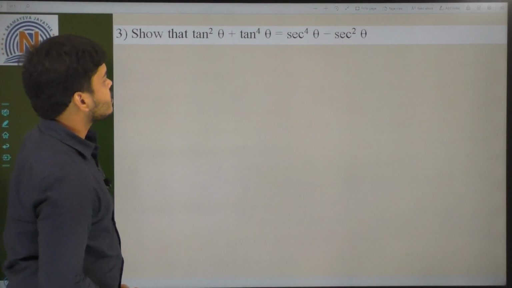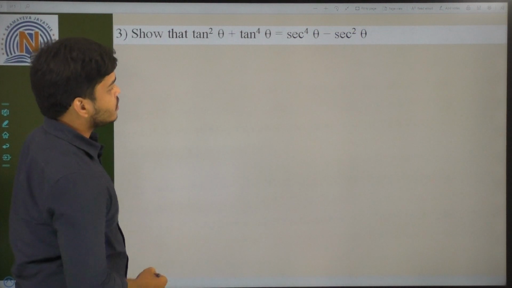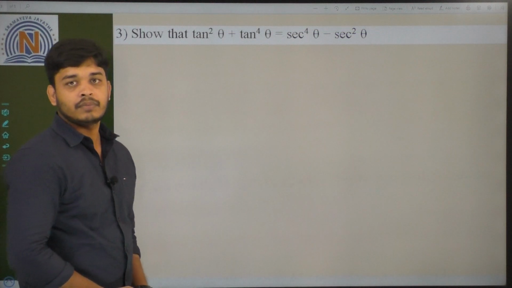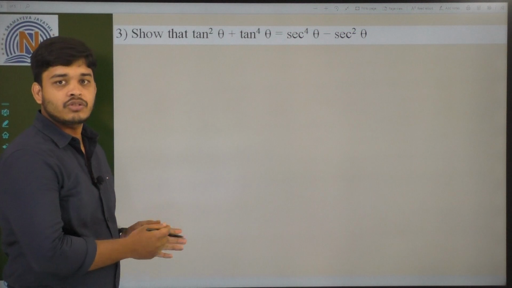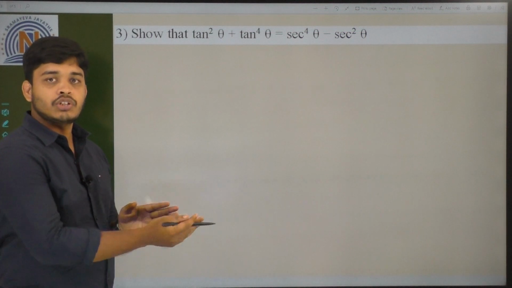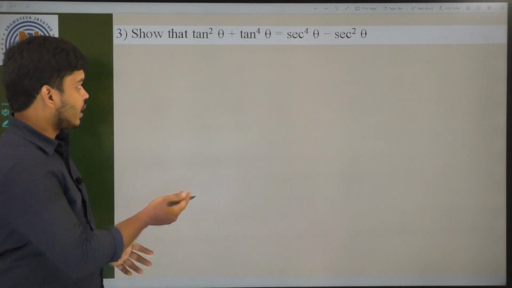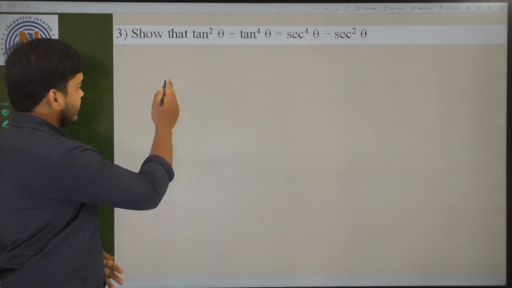Next problem: show that tan square theta plus tan to the power of 4 theta is equal to secant to the power of 4 theta minus secant square theta. He has given that we need to show this, so either take LHS to prove RHS, or take RHS to prove LHS. Now I am taking the left hand side part of this equation.